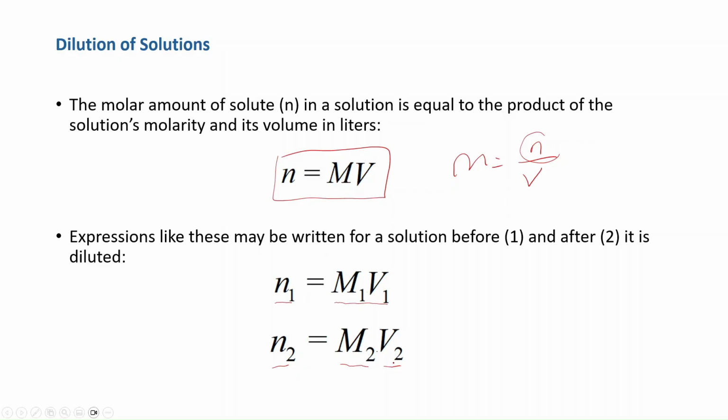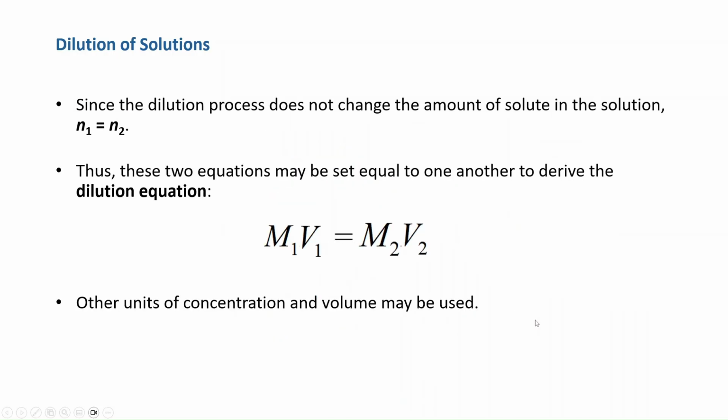Keep in mind, when we're doing a dilution, we add solvent. We don't change the amount of solute, right? The number of moles before and after is the same. We only add solvent. So since the number of moles does not change, you can see that the concentration before times the volume before equals the concentration after times the volume after.